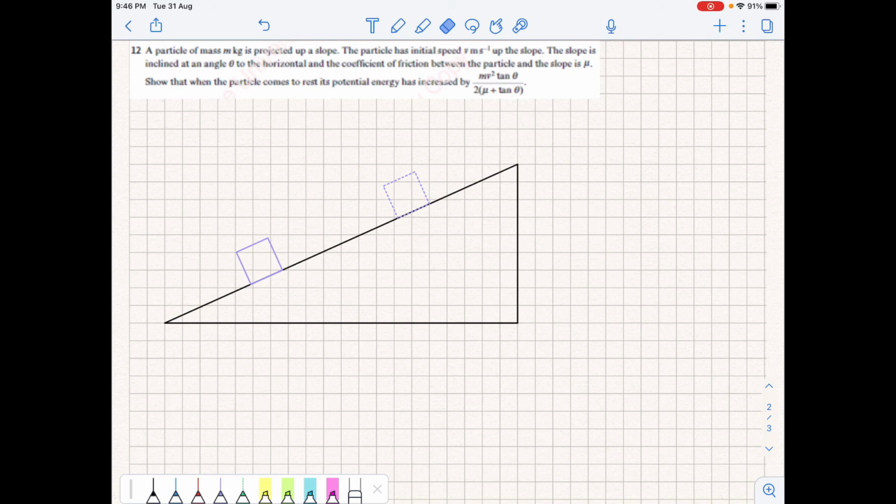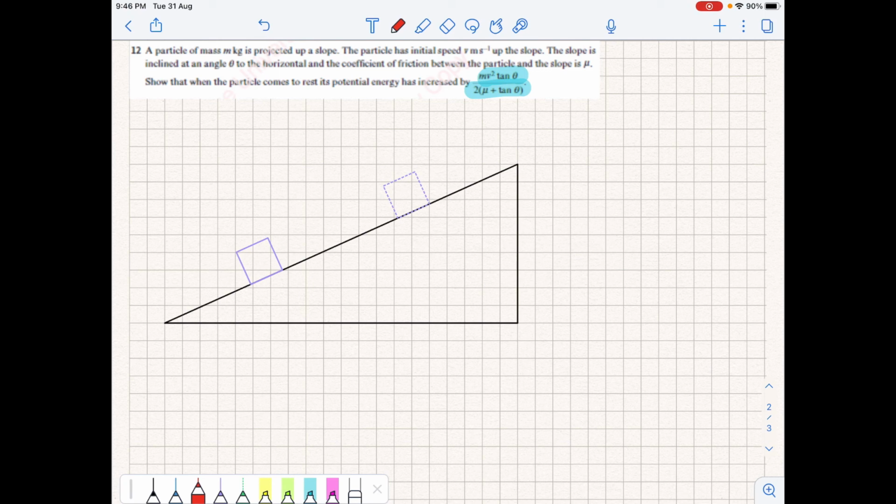In this question, we're asked to calculate the increase in potential energy, or to prove that the increase in potential energy is given by the expression over here. Now, we're going to need to use some of the skills that we've picked up along the way in order to help us calculate this.